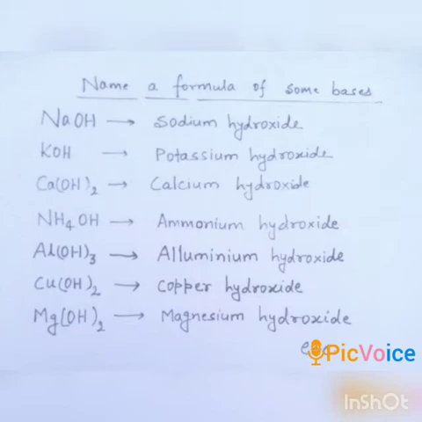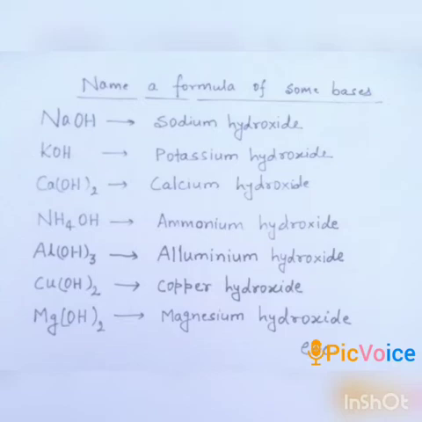They are shown on your screen. The first is sodium hydroxide, the formula is NaOH. Second is potassium hydroxide, the chemical formula is KOH. Third is calcium hydroxide, and the formula is Ca(OH)2. Then ammonium hydroxide, NH4OH. Then aluminium hydroxide, Al(OH)3.